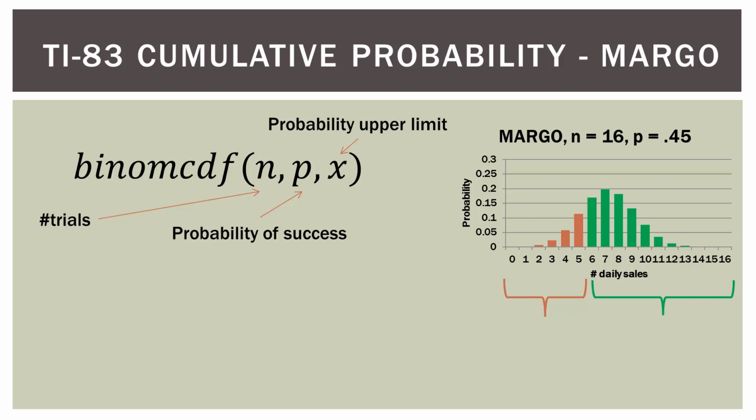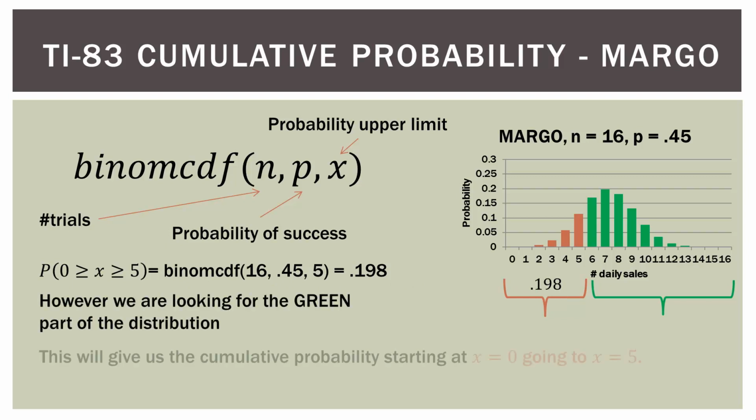Now let's look at Margot. We'll do the same process for Margot. We'll go ahead and do the binomcdf function in the TI-83 calculator. So in that case, n is 16 because she makes 16 calls per day. The probability of success is 0.45. And we're interested in the orange part of the graph, which is up to and including 5. So 16, 0.45, and 5. And that gives us a cumulative probability of 0.198. So that goes there.